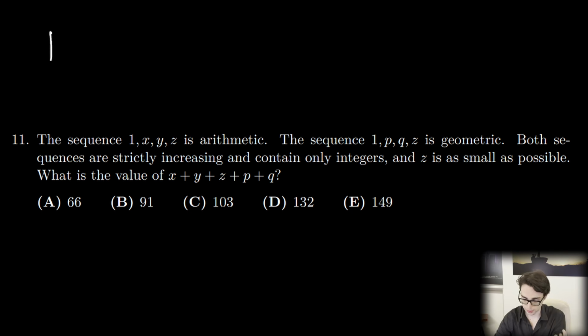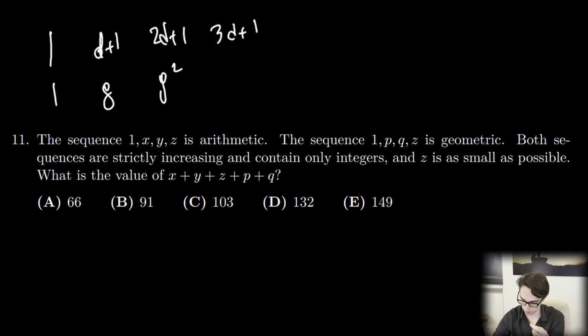So problem 11 really asks us, okay, we have two sequences. One is arithmetic, so let's say the distance is d immediately. So 1, d plus 1, 2d plus 1, 3d plus 1. The next sequence is geometric, so let's say 1, g, g squared, g cubed. G cubed is the same as... So z we have on both sides. Both sequences are strictly increasing and contain only integers, and z is as small as possible.